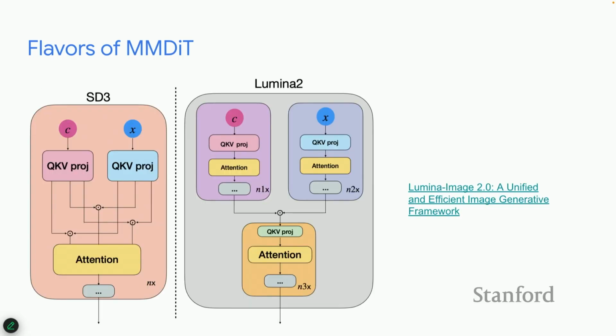And that's what the Lumina 2 work did. As we can see, for conditions, they pass them through a separate set of transformer blocks. For noisy latents, they pass them through a separate set of transformer blocks, and they end up concatenating them, and then again they have another set of transformer blocks. So the transformer blocks on the left-hand side can be different from the transformer blocks used to model the noisy latents. So you have greater flexibility and control.